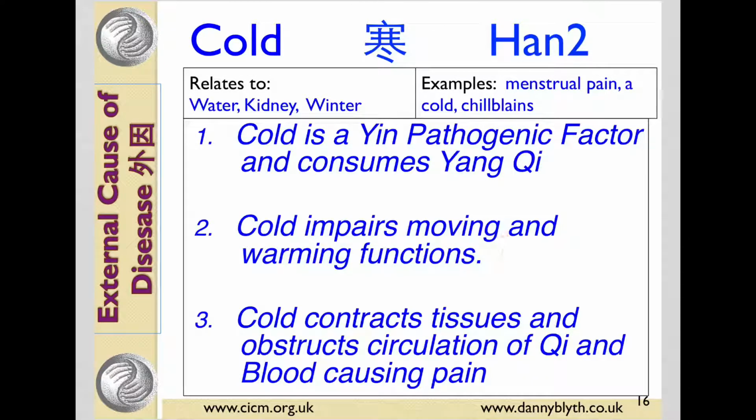It impairs moving and warming functions, so it tends to cause stagnation and cold, chilliness. It contracts the tissues, obstructs the circulation of qi and blood, and causes pain. So cramping, chilblains, frostbite, menstrual pain, strong, intense pains in the joints.